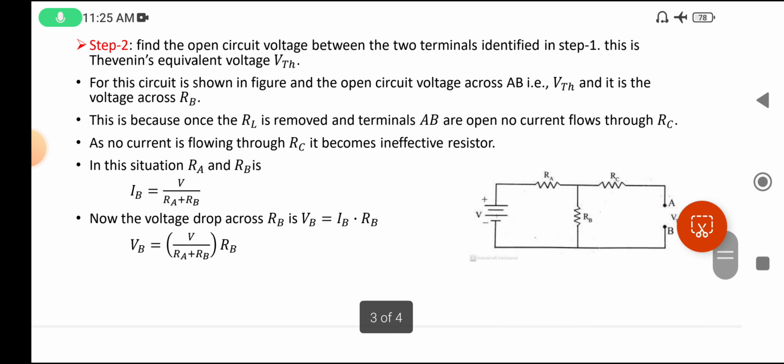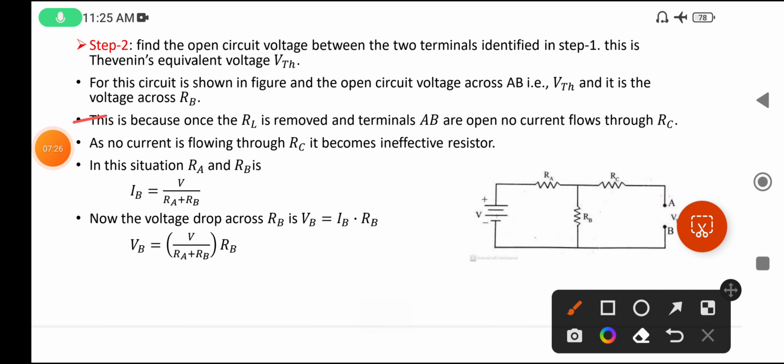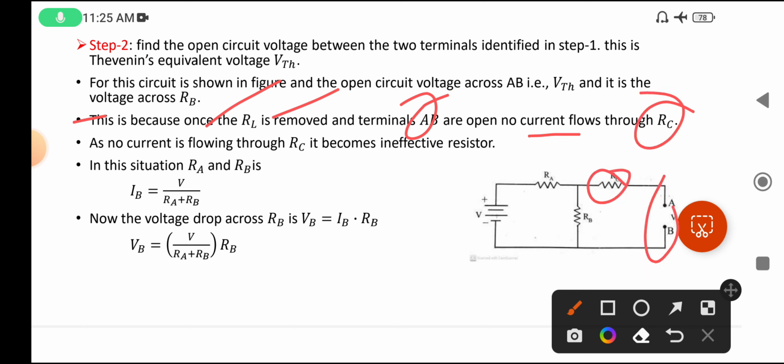Okay, now, this is because once RL is removed, the terminals AB are open, so no current flows through RC. Through this no current flows, so that is why this voltage is equal to this. As no current flows through RC, it becomes ineffective, it cannot affect anything.